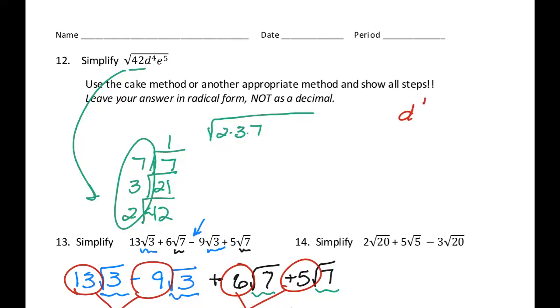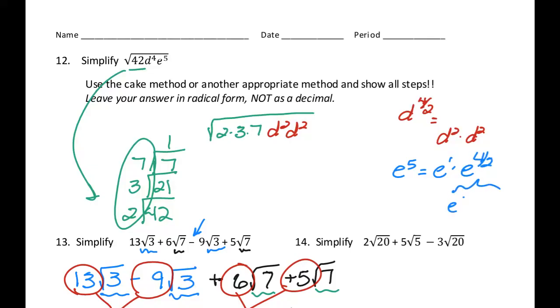D to the 4, that's even. Divide by 2 is d squared times d squared. E to the 5th is e to the 1st times e to the 4th. E to the 4th is even. Divide by 2, e squared times e squared. So that's e to the 1st, e to the 2nd, e to the 2nd. There are no pairs there.